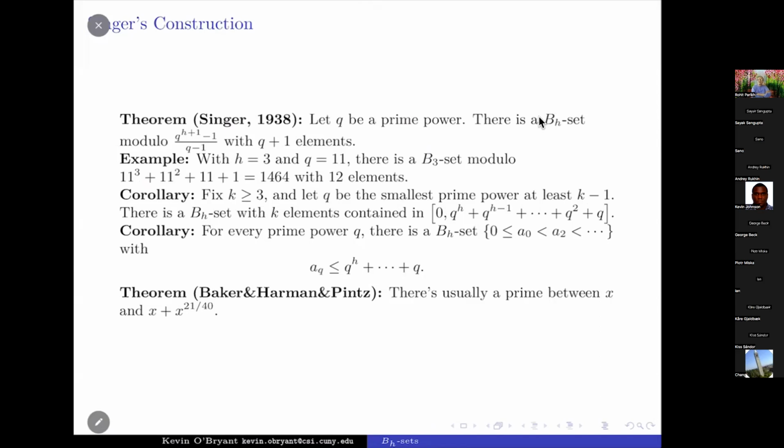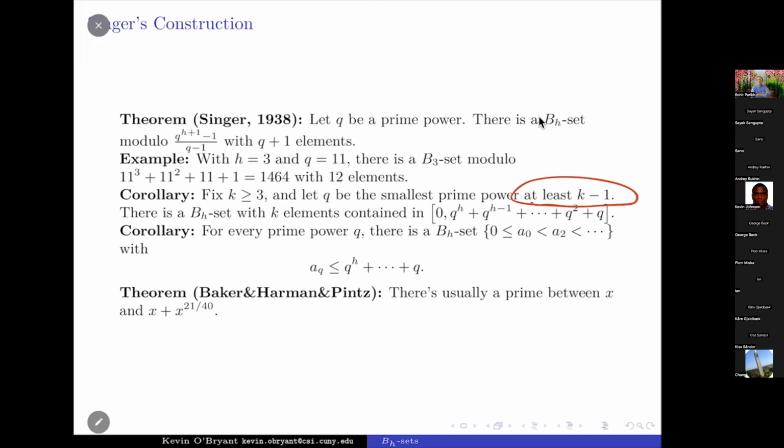But this highlights the weakness of this result: we need to find a prime power that's at least k minus 1. And that is the error term that comes when we start talking about how big these are. The error term is driven by that need to find a prime power. And finding prime powers is a challenging problem. Giving formulas that guarantee prime powers is a hard problem.